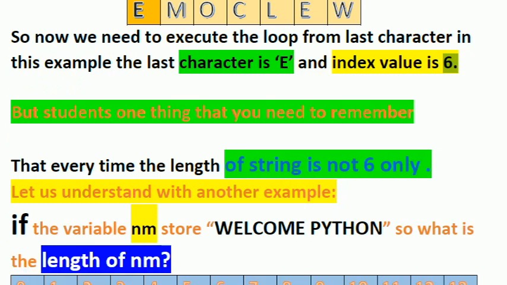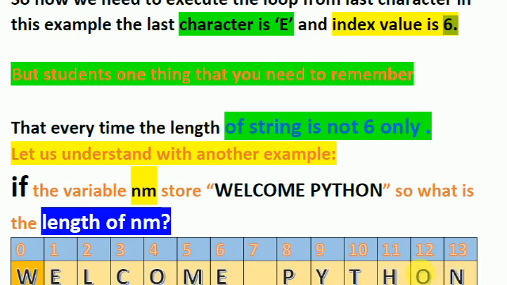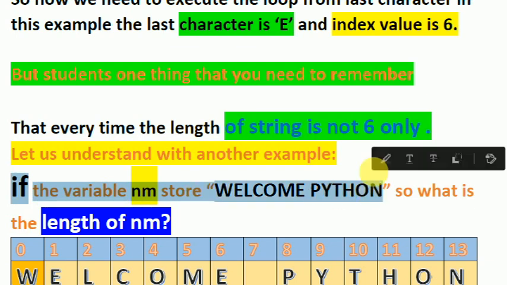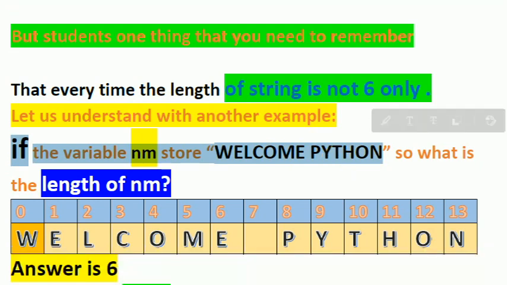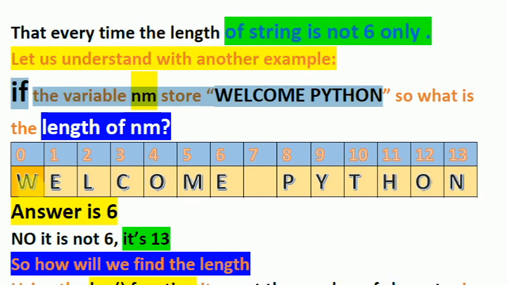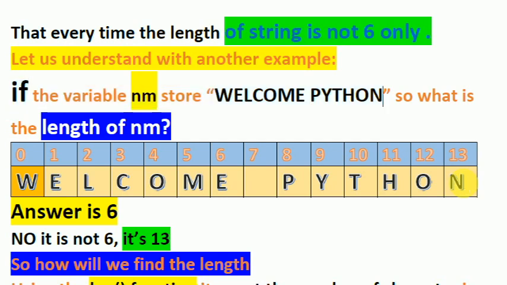But it doesn't mean that the length of a string is always going to be 6 only. I have taken one more example. If the variable nm stores welcome Python, now if you count, it is not going to be 6. The length is going to be different. When you count it, the total is going to be about 14. That means the last character is at 13. When it starts displaying, n is going to be the first one. So the n position is not the 6th position.